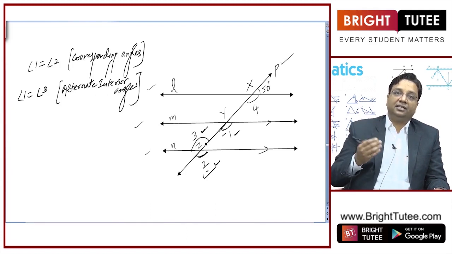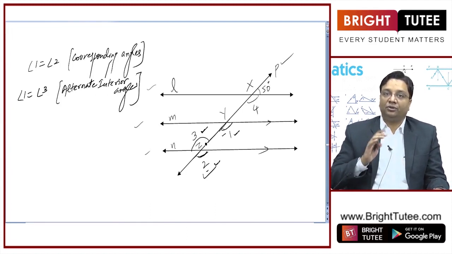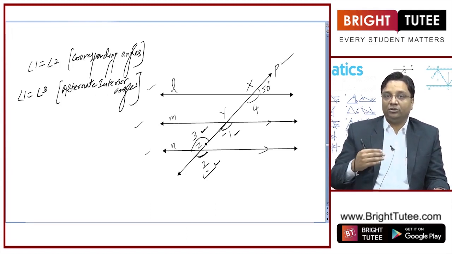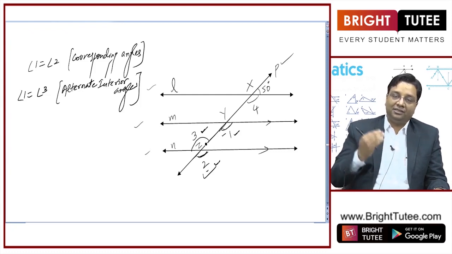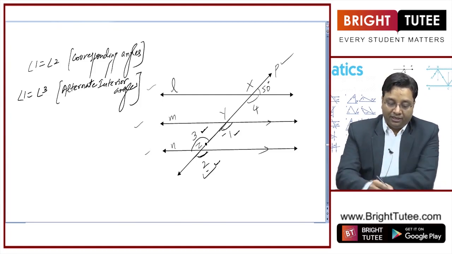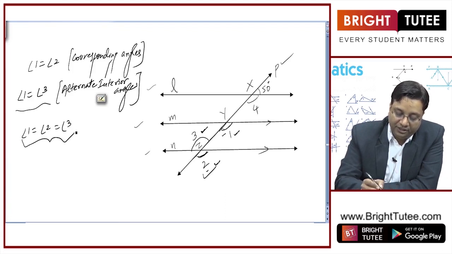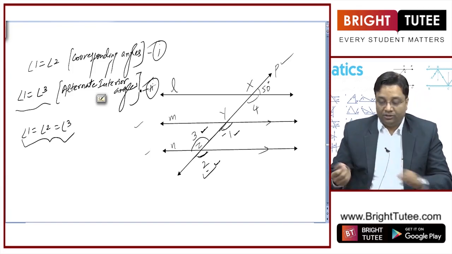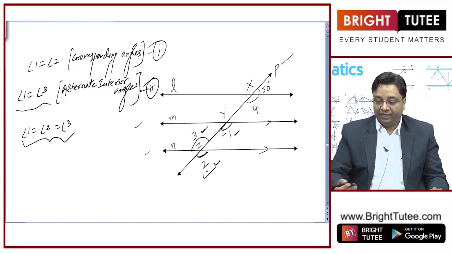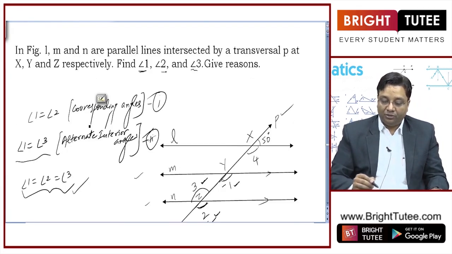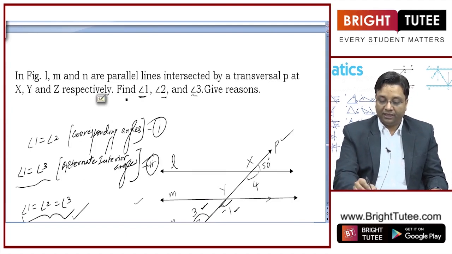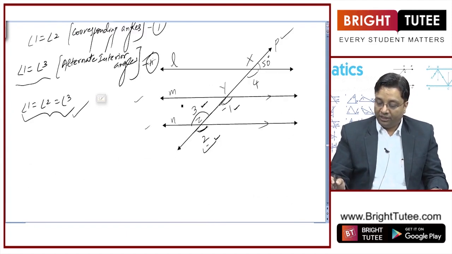So in lines and angles, there will always be multiple ways of solving a problem. So it depends on you which method clicks in your mind first. So you can go with that method. Now from here I can conclude that angle 1 is equal to angle 2 is equal to angle 3 by comparing these two equations. So if I find any one of them, I can say that rest of the two are equal.